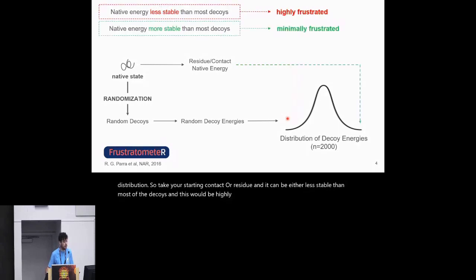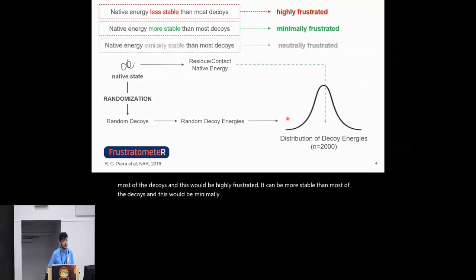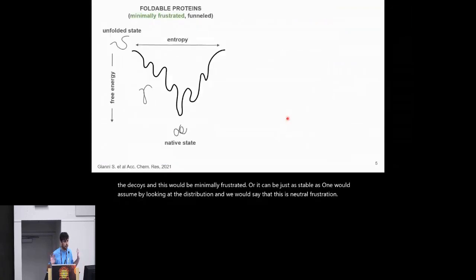It can be more stable than most of the decoys, and this would be minimally frustrated, or it can be just as stable as one would assume by looking at the distribution, and we would say that this is neutral frustration. And now that we clear this, I think it's pretty easy to understand that for foldable proteins that are generally minimally frustrated, the energetic landscape is funneled and has a very strong bias towards the native state.